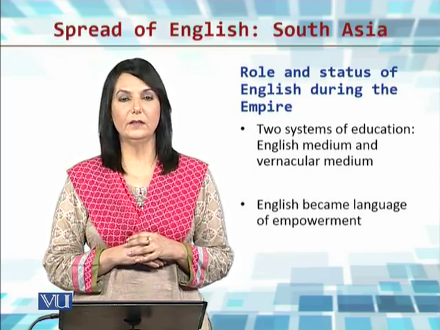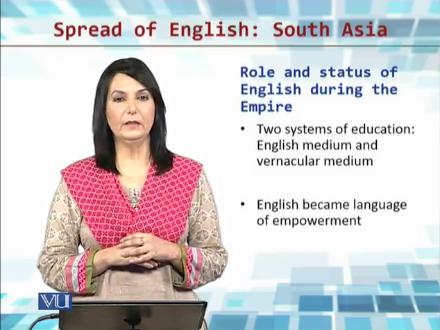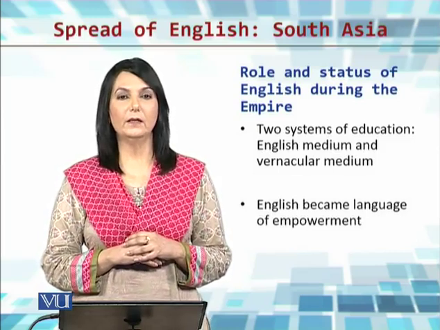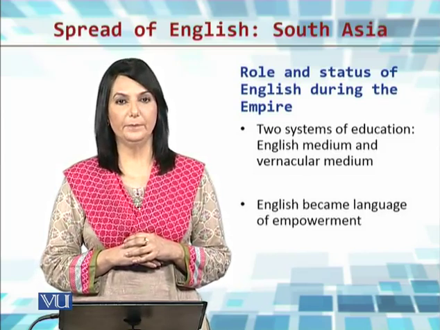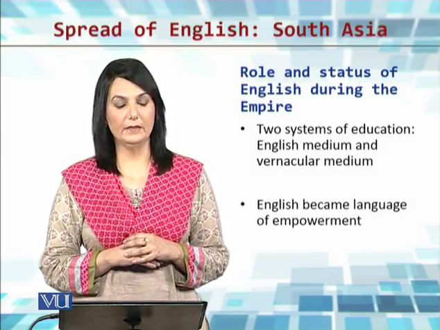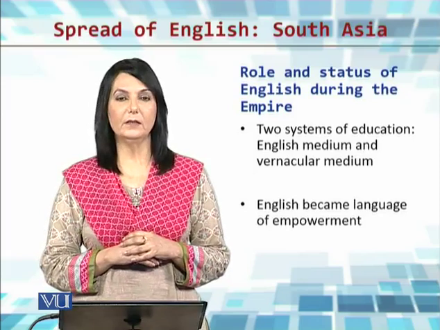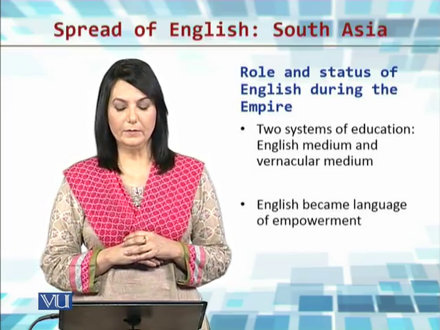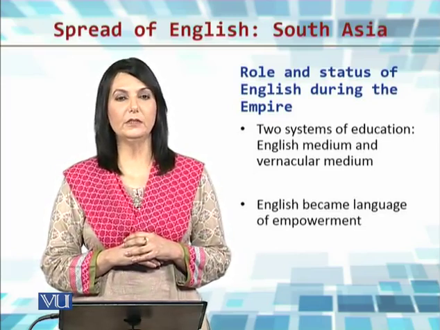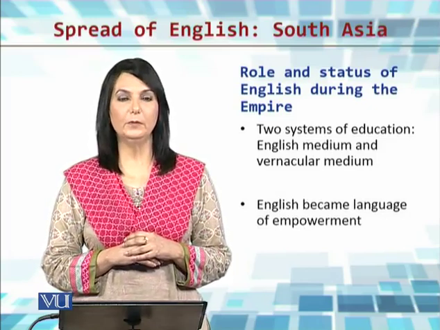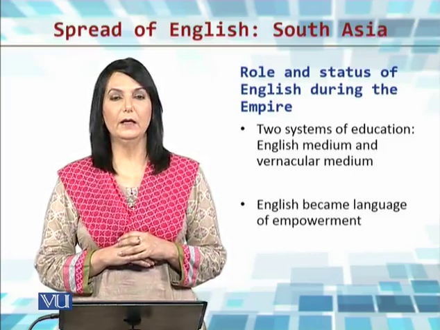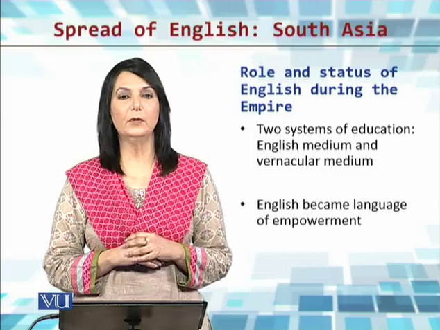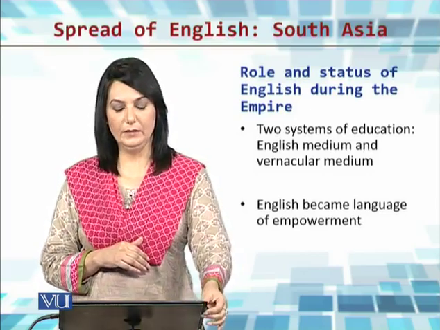The aim behind the establishment of this dual education system was that the British wanted a class of people who were loyal to them and who would not rebel against them. Therefore, they created a class of what is often called brown Englishmen. All the important positions and the prestige in society were given to people who went to these English medium schools. Thus, English became a language of power and empowerment. It became a symbol of power and upper class in India.